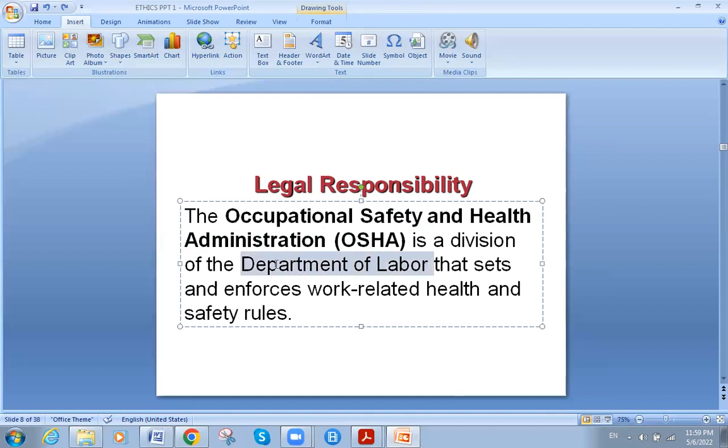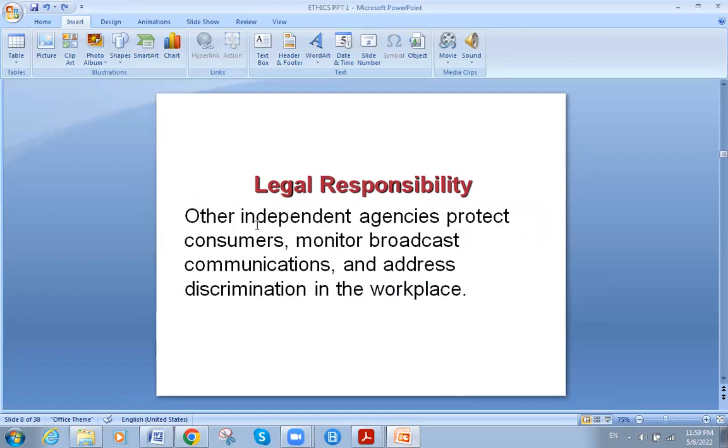They always belong to the Department of Labor, actually, in any country. And they set and enforce work-related health and safety rules to guarantee that there are no switch-ups, no poor treatment, no poor pay, and everything goes on the right way.